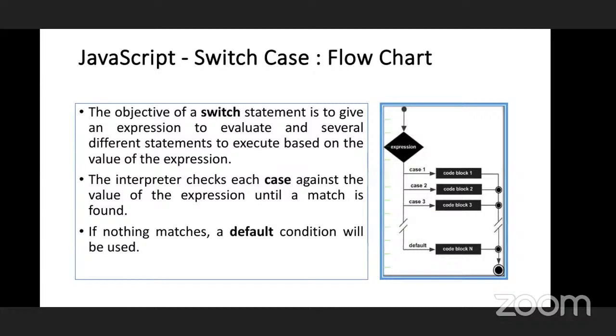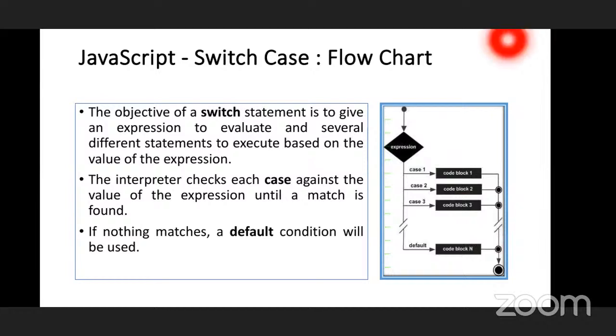See the flow chart of the switch case. First, we need to write the expression or condition. If that value is equal to case 1, the relevant code will be executed. What is the code we have written in case 1? That only will be executed. The remaining will not be executed. After execution of this code, it directly reaches the ending point of the switch case.